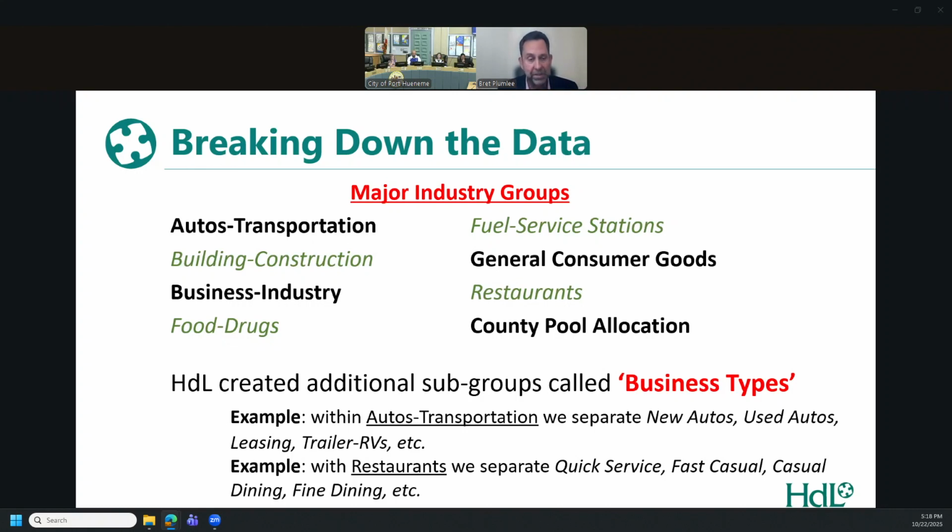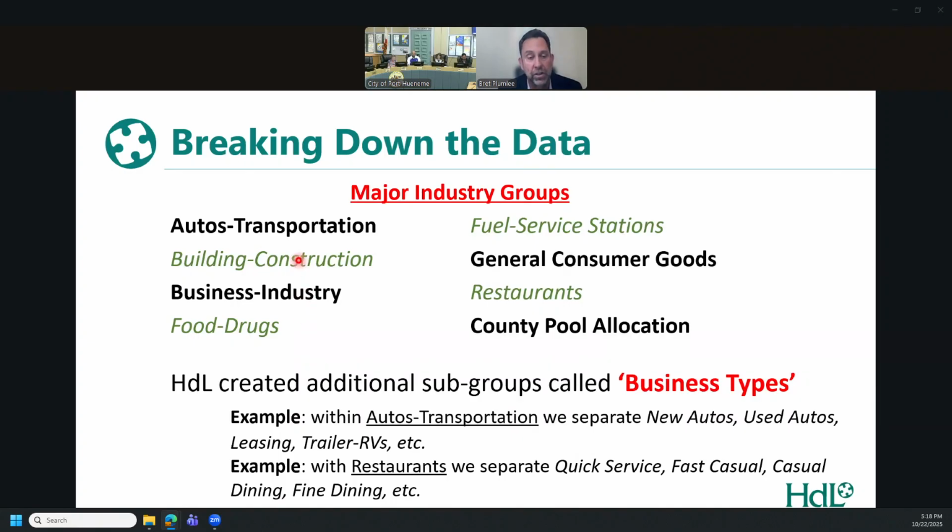Those are the business types that are included in that particular sector. Autos and transportation includes new motor vehicle dealers, used dealers, boats and motorcycles, trailers and RVs. Those are business types that are included in autos and transportation.